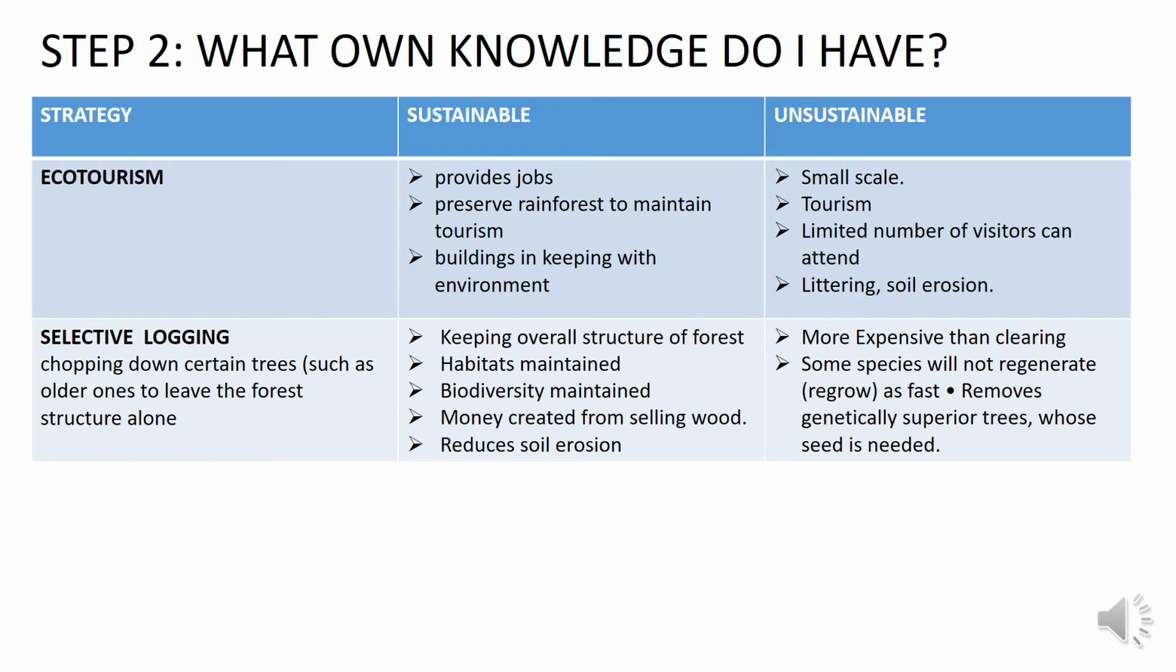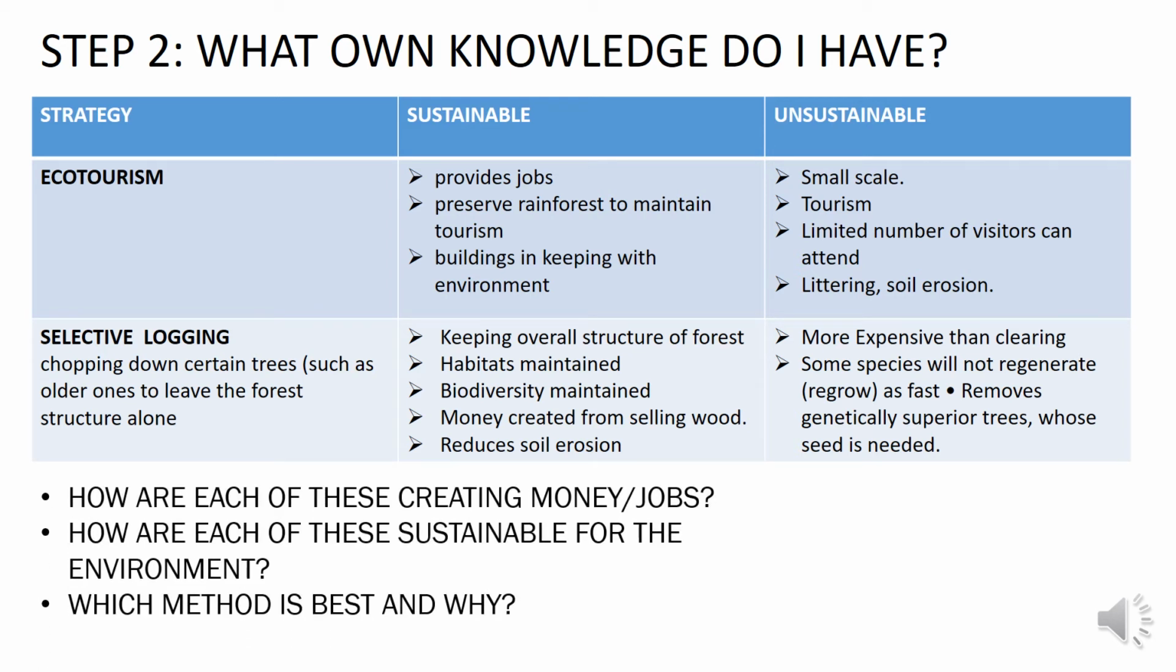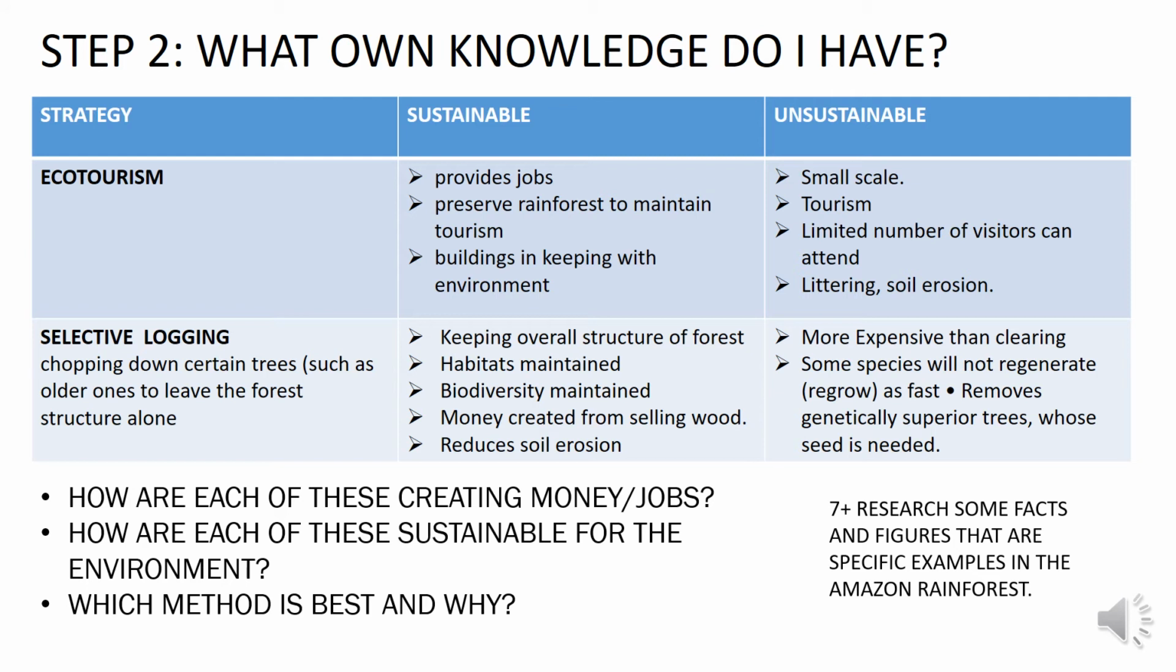You now have the knowledge to attempt your 9 marker. You need to reflect on how are these strategies creating money and jobs, how are these strategies sustainable for the environment, and which method is best and why as a planning thing before you start your 9 marker. You may want to pause the video now and reflect on the answers to these questions. For 7+, you will need to research some specific facts and figures that happen in the Amazon rainforest. So maybe some names of ecotourist resorts or some companies that do selective logging as an example.